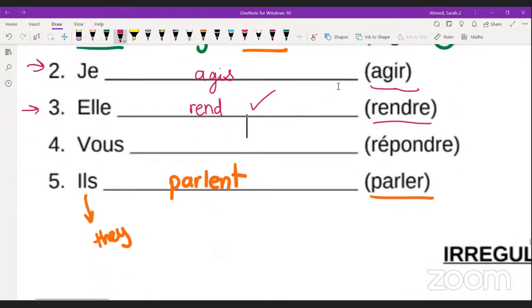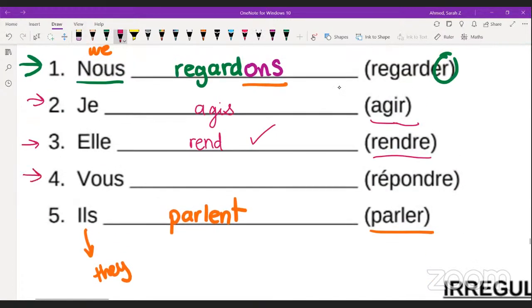Yes, so that is correct. And then for number 4, would you like to put your answer in the chat? For vous, sorry, not vous. Vous répondre. So how would you conjugate the verb répondre?